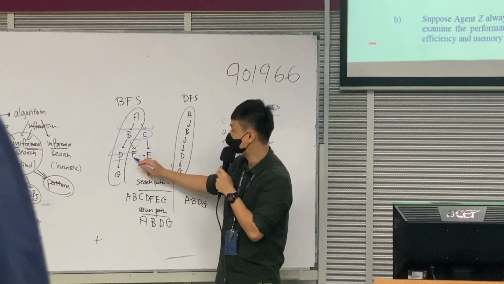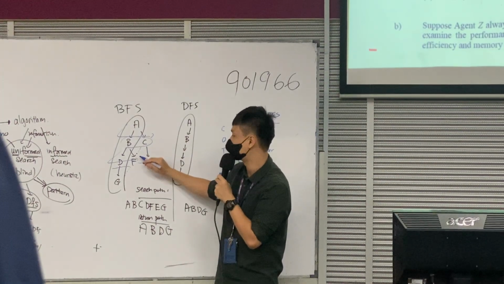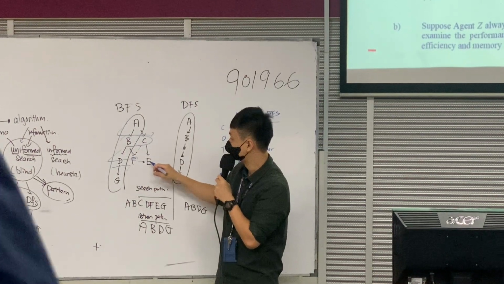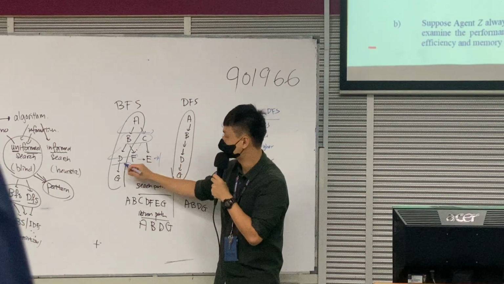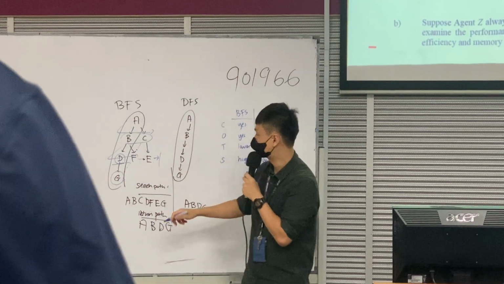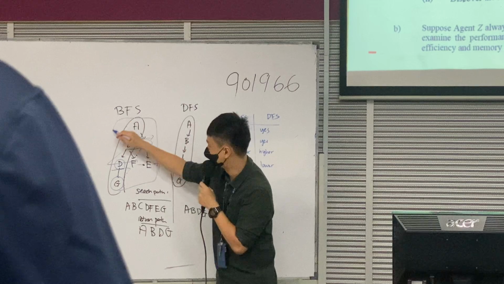So F already here, right? So we just put a dotted line. Okay, if you don't put, it's okay also. So we have an E and F here. No more solutions. Next, D. Expand from D, you will get G. Okay, so that is your resulting tree.